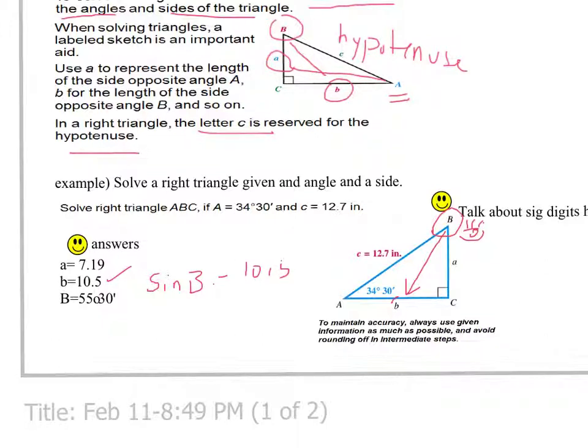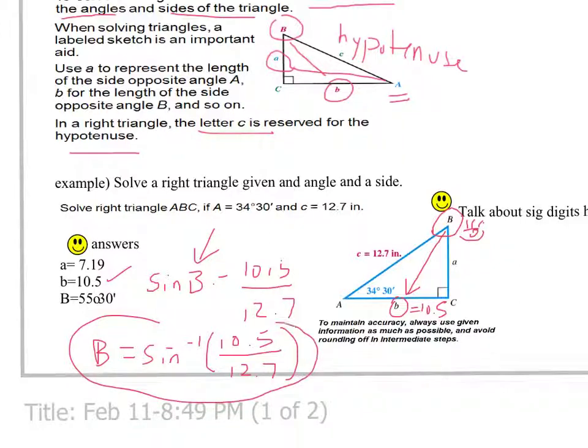So 10.5, because remember we had solved for that and gotten 10.5. 10.5 over the hypotenuse, which is 12.7. Now, in a prior class, we talked about if you want to solve for the angle, you've got to inverse sine both sides, right? So in terms of typing, angle B would be equal to inverse sine of 10.5 over 12.7. Now I'm going to hit pause and let you type that out. I'm going to assume that you know where your inverse sine button is, not to be confused with reciprocal. So you're hitting inverse sine of 10.5 over 12.7. I'll hit pause.